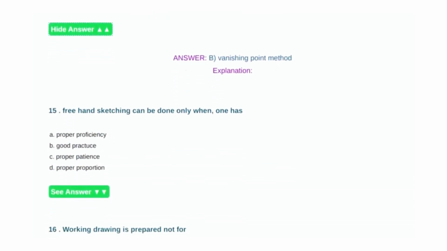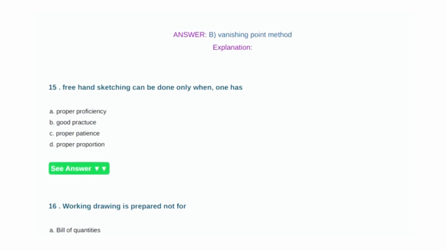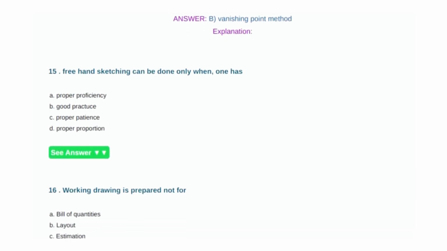Freehand sketching can be done only when one has proper proficiency, good practice, proper patience, proper person. Option A, no, B, good practice. Freehand sketching can be done only with good practice.